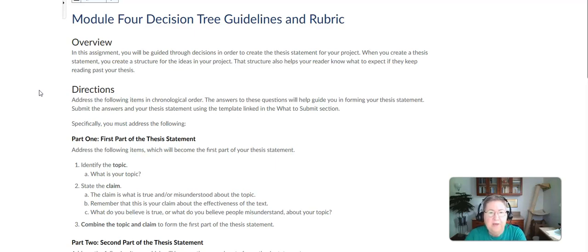In this assignment, you will be guided through decisions in order to create the thesis statement for your project. When you create a thesis statement, you create a structure for the ideas in your project. That structure also helps your reader know what to expect if they keep reading past your thesis. That is what a thesis does. It gives the reader information about what is to follow, what the focus is, and how you will introduce or address that information in the body paragraphs that follow.